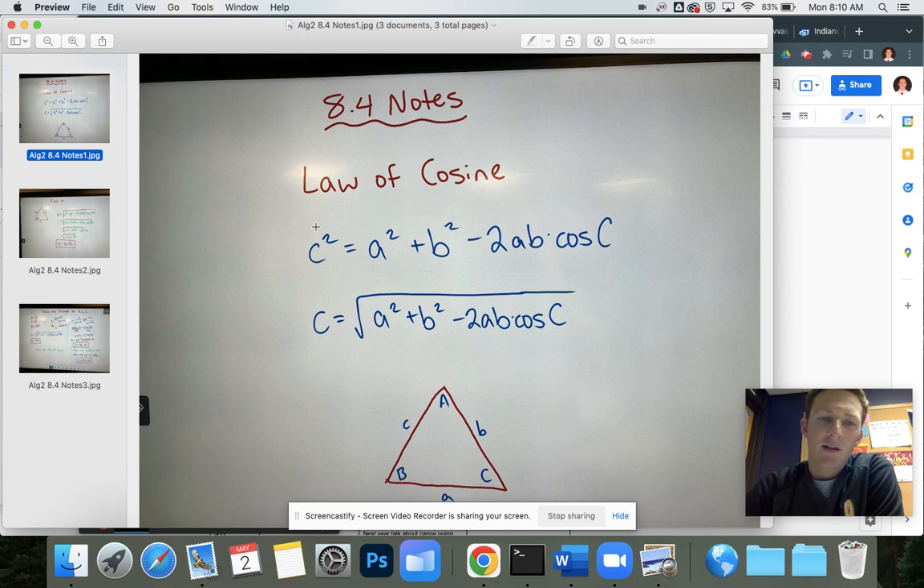So if we were to take the square root to get c by itself, c equals the square root of a squared plus b squared minus 2ab cosine of angle C. And we use this when we don't have a right triangle, because if we had a right triangle, we could just use the Pythagorean theorem, but none of these angles are 90 degrees, so we need to use the law of cosines. And we would use this in a situation where we have two sides and one angle, and we want to find the other side.